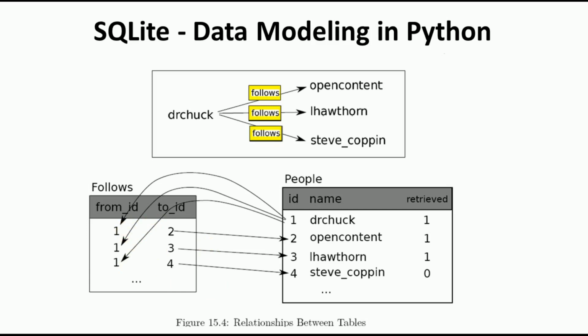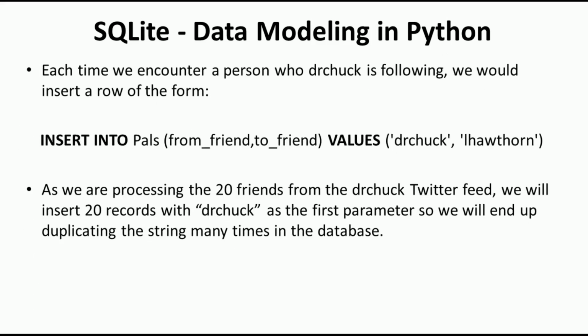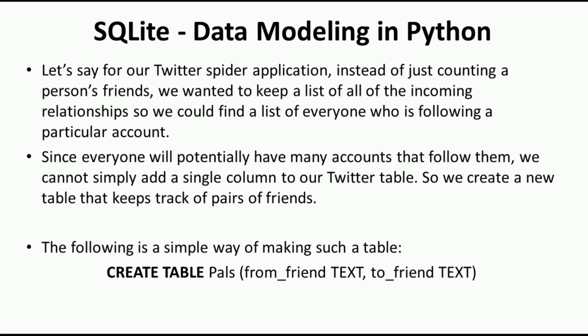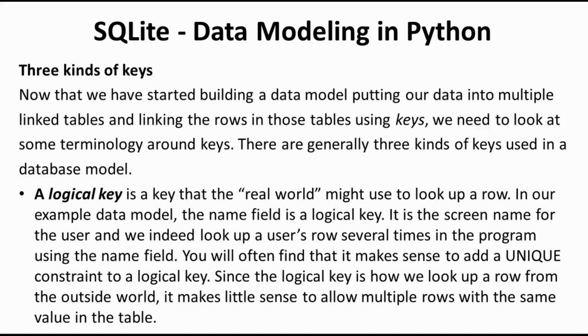Regarding the PALS table I created, if you want to understand it once again, let me go back. In this PALS table we have 2 things, from friend and to friend, both of text type. If you insert Dr. Chuck and his friend, it will be the first row. Dr. Chuck and his next friend will be the second row, Dr. Chuck and another friend the third row, and so on. So Dr. Chuck was repeated multiple times, and because of that we ended up with multiple rows with the same name in the first column. That is a redundancy.